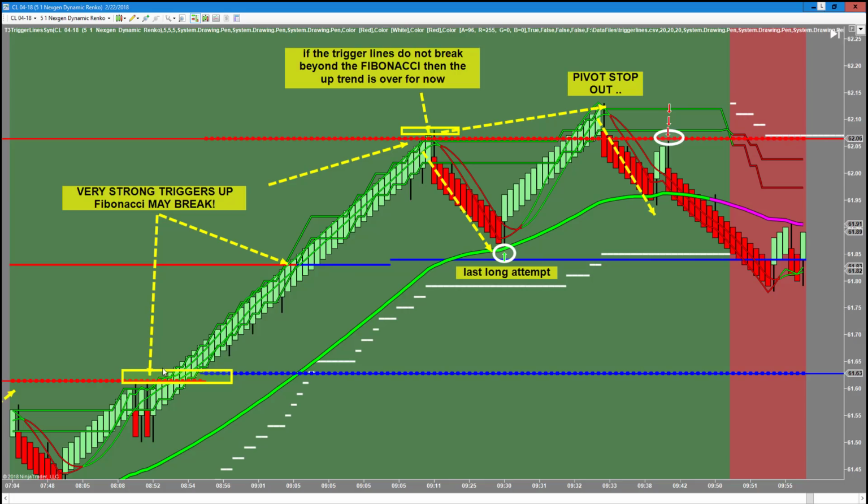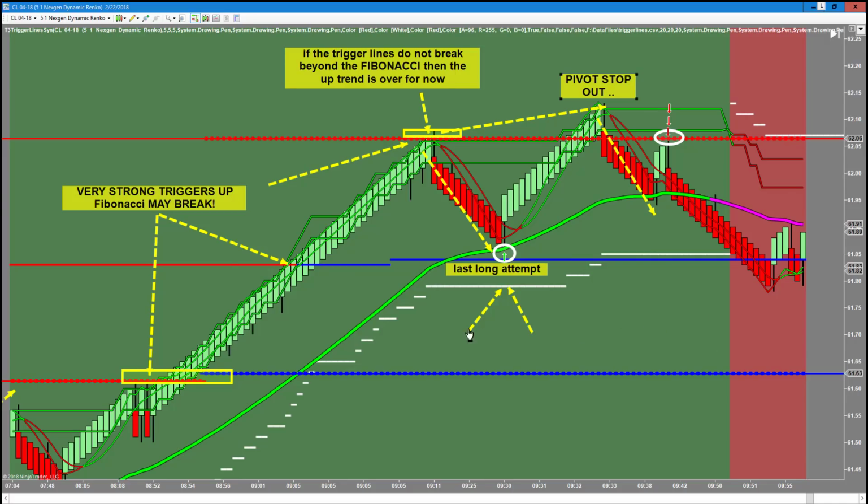Strong triggers break fibs, strong triggers break fibs, strong triggers finally don't break the fibs. Then you get one more last attempt, as long as you don't start making down bars past your 14-2 reversal bar marker, remember. And then after a pivot stop out or a retest of resistance, we wait for the trigger lines to get on the correct side, and then we'll end up taking short trades.